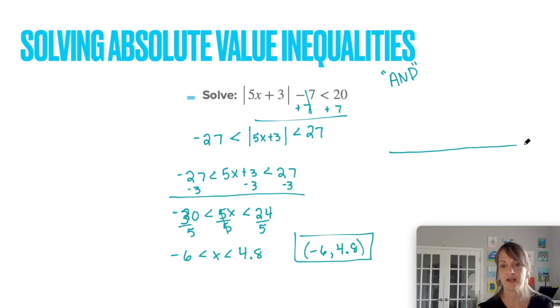And if you were to graph this, here's 0, here is negative 6, here is 4.8. It is going to be everything that is contained in between these sets of numbers, because the moment you go farther to the left to get -7, -8, or whatever, the moment you take the absolute value of that, you're not going to get something that is less than 27. It's going to turn greater than 27.